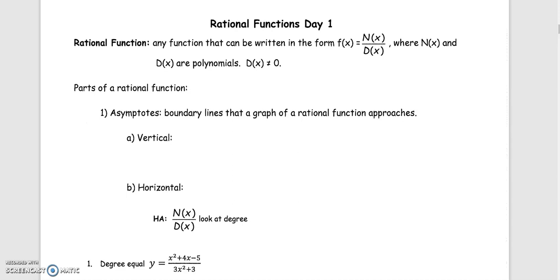So in this lesson, we're going to talk about rational functions, just our day one. A rational function is any function that can be written in this form, where it's a function with the n of x, where that is a polynomial, over d of x, where d of x is also a polynomial, so a polynomial over a polynomial, but that d of x cannot equal 0 because we can't have 0 in the denominator spot.